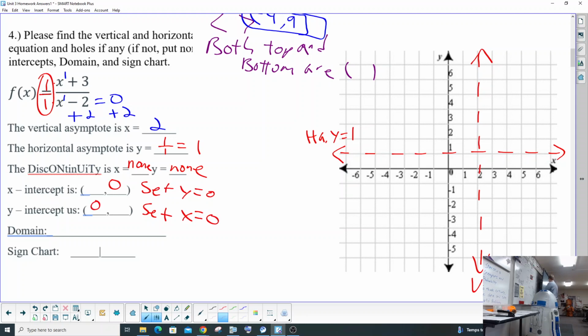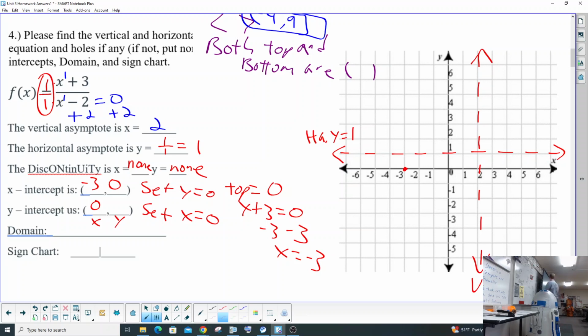Set the opposite letter equal to 0, right? Because that's x and that's y. So when we do that, technically the bottom's going to go away, and we're actually just going to set the top equal to 0 for the x-intercept. So we get x plus 3 is equal to 0, and minus 3 to the other side. And so we get an x-intercept of negative 3. Negative 3 zeros right there.